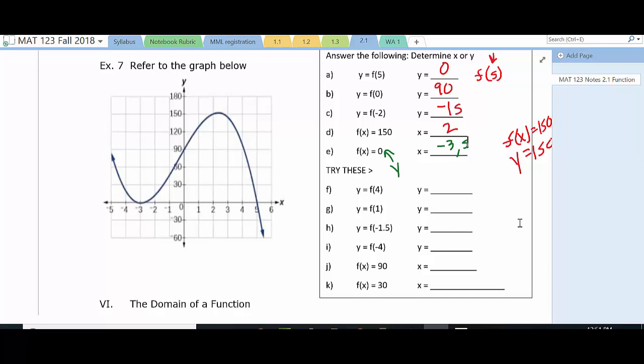Some of these you might just have to estimate. You know, they might not be whole numbers, or just take your best educated guess.